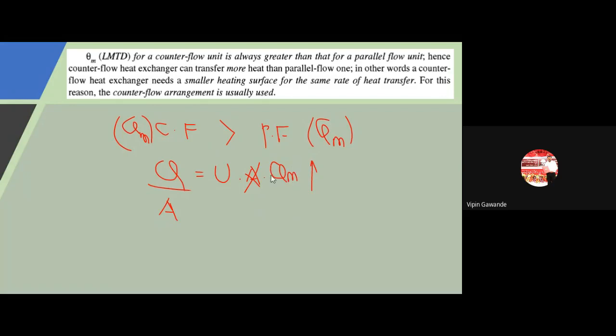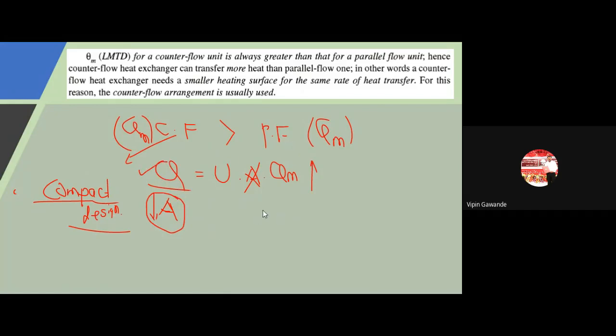When the LMTD value for the counter flow heat exchanger is higher, that means area is less for the counter flow heat exchanger. That means when area is less for the same heat transfer, the counter flow heat exchanger gives us a compact design. So the design of the counter flow heat exchanger is a compact design. Compact design means for a small area we get the same heat transfer.